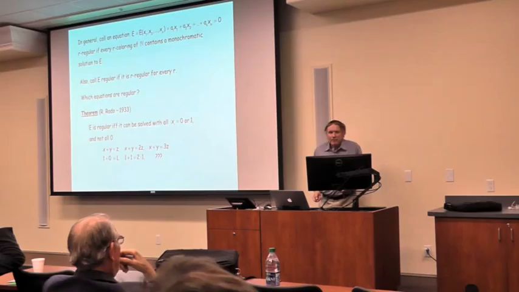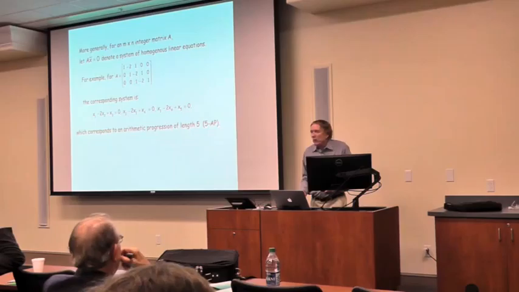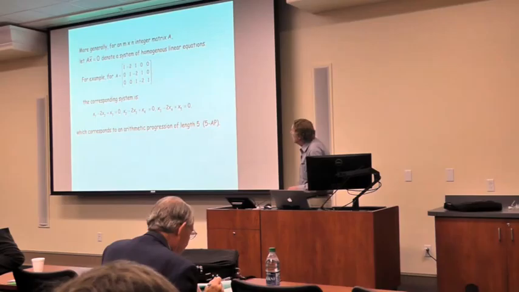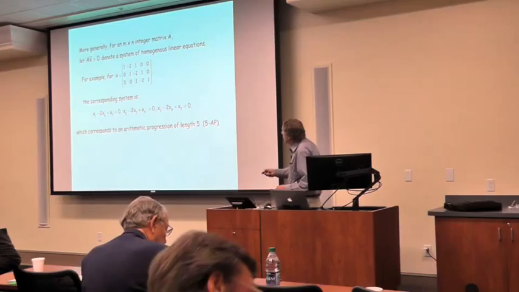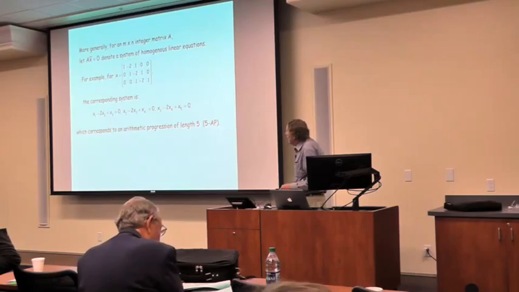What if you have a whole lot of equations? Well, in general, if you have an integer matrix A, and you look at A times the vector x equals 0, it is a system of homogeneous linear equations. For example, for this matrix here, you spell out those three equations, and you'll get x1 through x5 that corresponds with an arithmetic progression of length 5.